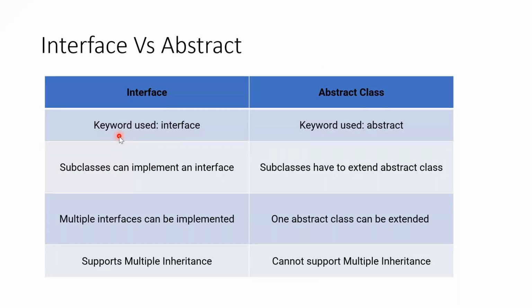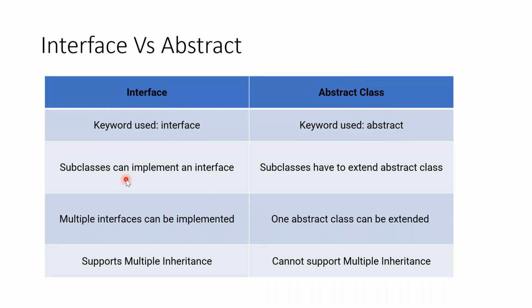So it uses a keyword called interface. When I create a class, I used to say class, right? Class demo project, class car, class vehicle, something like that. So here the keyword which we have to use is interface. And for the abstract class, we already saw yesterday, we were using the abstract keyword. And a subclass can implement an interface.